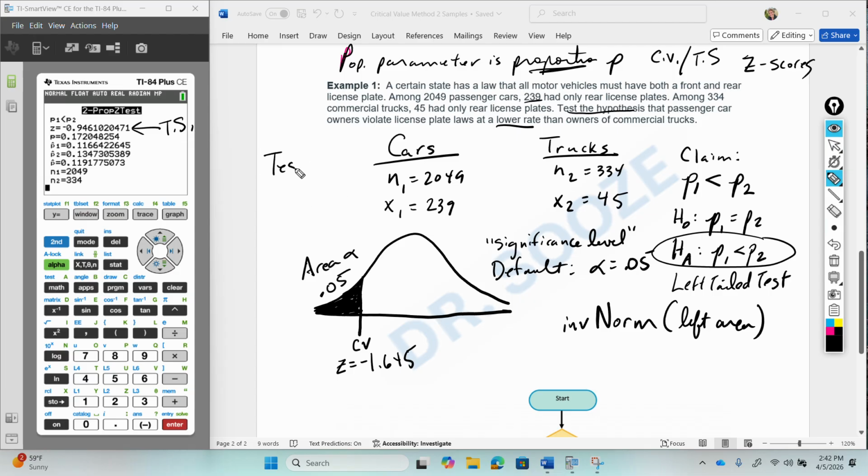So the test statistic, and I'll take that to 3 places, is also a z-score, and it's minus 0.946. Now, where is that test statistic on this horizontal line? Well, it's to the left of 0, and it's to the right of minus 1.645.